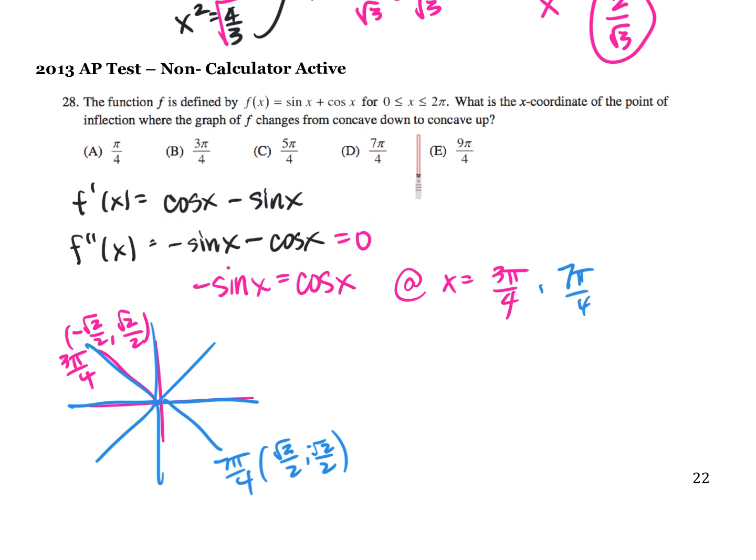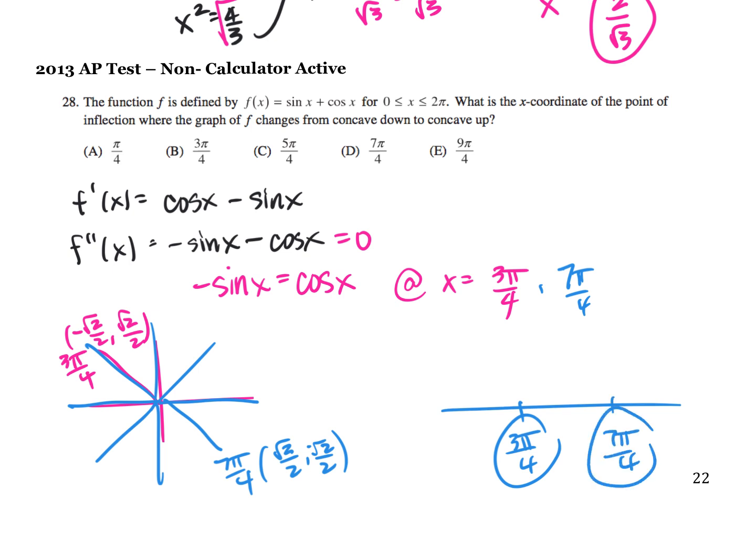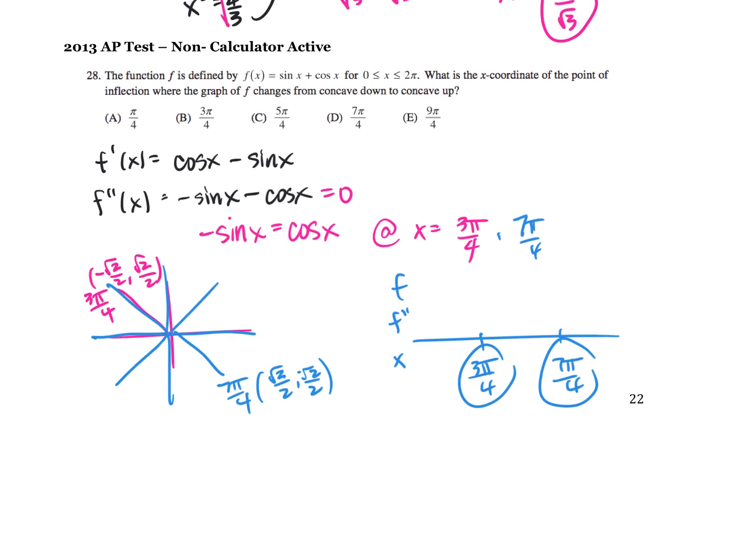One of them is right. So we got to go plug those into my sign chart. 3 pi over 4, 7 pi over 4. Just making sure I gave you guys enough room because this is a lengthy one. Plugging those into my second derivative. Okay. Notice that we do have some bounds here. So what do we want to plug in?